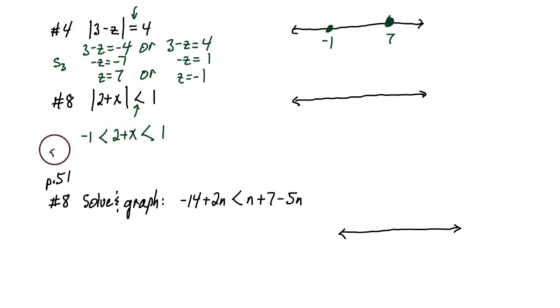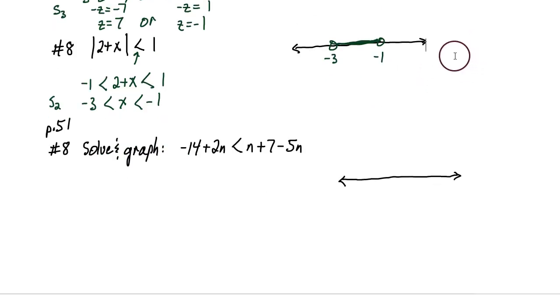Let's solve this by subtracting 2. We get negative 3 is less than x is less than negative 1. Here's the graph, negative 3 and negative 1, open dots on both. The letter x is in between the numbers, so shade everything in between.